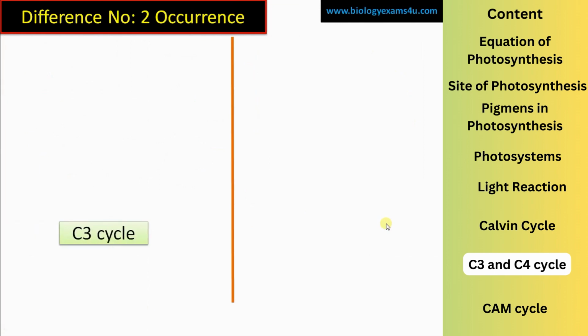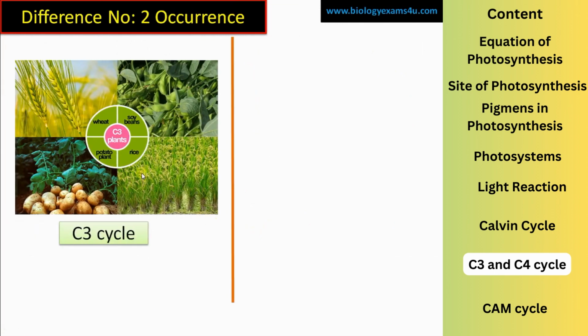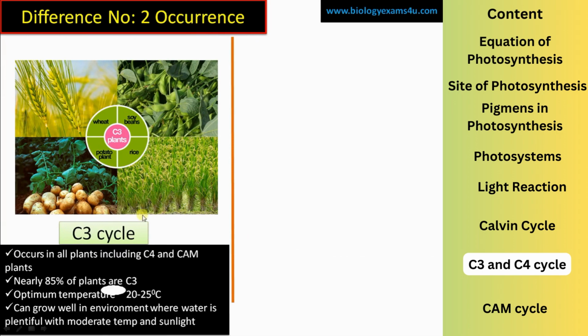Difference number 2 is regarding the occurrence. The C3 cycle is very common in wheat, potato, soybean, rice, etc. It occurs in all plants including C4 and CAM plants. More than 85% of plants are C3, where only the C3 cycle is going on. Optimum temperature is 20 to 25 degrees Celsius, and this cycle works well in an environment where there is sufficient water with moderate temperature and sunlight. In that condition, even though there is photorespiration, it will not harm the plant.